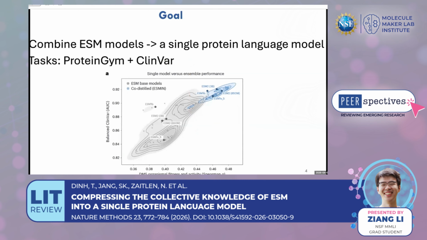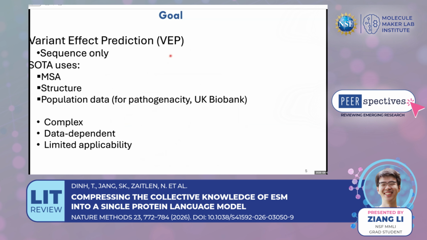Specifically, the datasets we have here are the ProteinGym dataset, where they calculate the Spearman correlation, and also the ClinVar dataset, which is a pathogenicity dataset, and the metric here is the AUC.